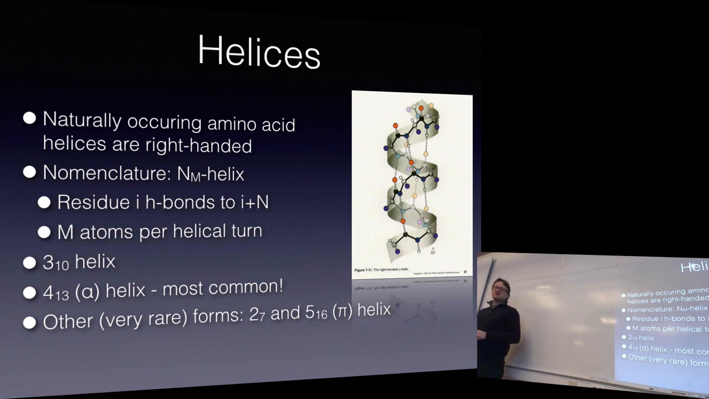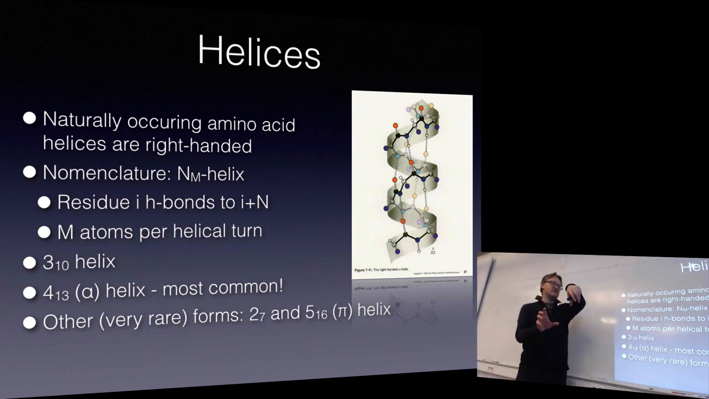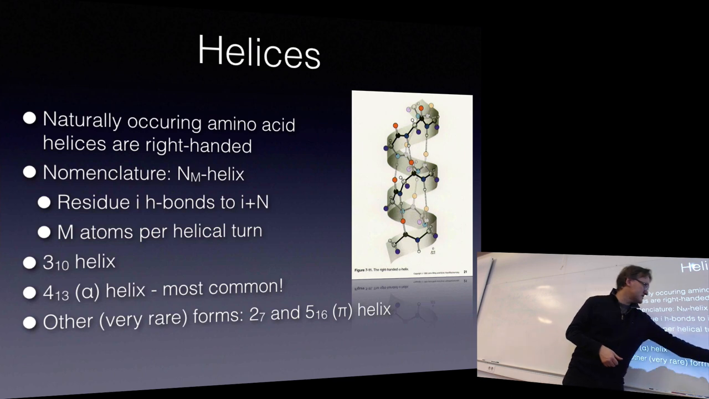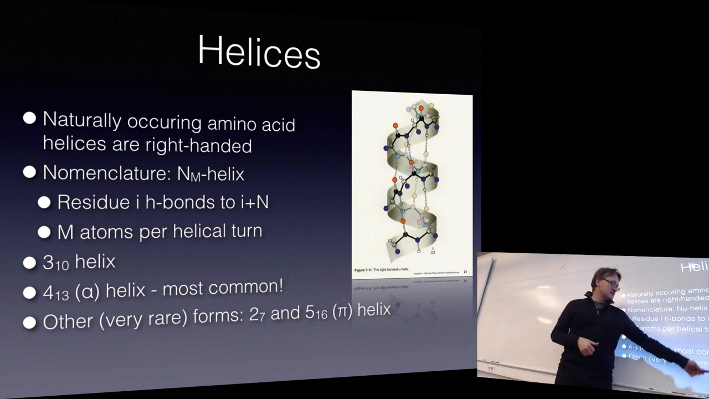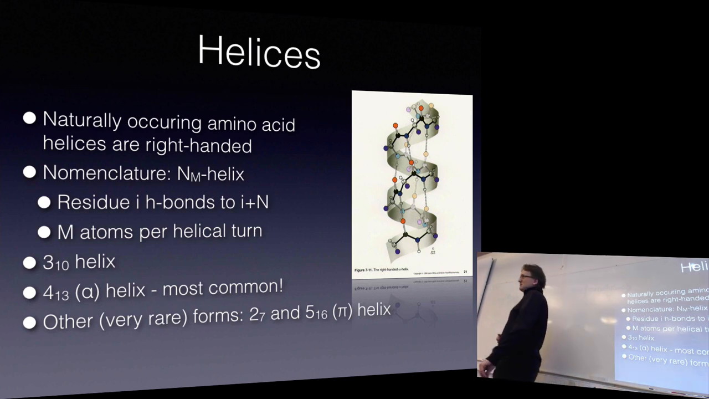All the other helices are pretty much irrelevant. But for completeness' sake, if you take the same alpha helix and try to wind it to be less wound, eventually it's going to move from 4 to 5 instead, and that's actually called a pi helix. I have never seen a 2-7 helix in my life, so I'm not really going to ask you about that on the exam, but just in case you see it in the book. So the alpha helix is by far the most important one, and the 3-10 helix is a tighter wound version of the alpha helix.